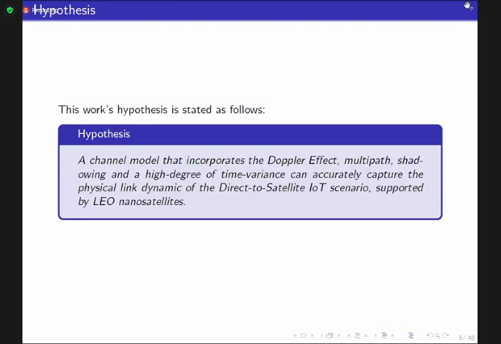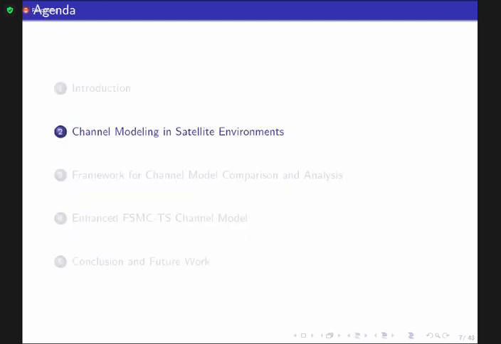So what's the hypothesis of this work? We propose that a channel model that incorporates the Doppler effect, multipath, shadowing, and a high degree of time variance can accurately capture the physical link dynamics of the direct-to-satellite IoT scenario, specifically the scenario in which we consider LEO nanosatellites in the space segment. This is the hypothesis that we will try to prove and defend in this work.